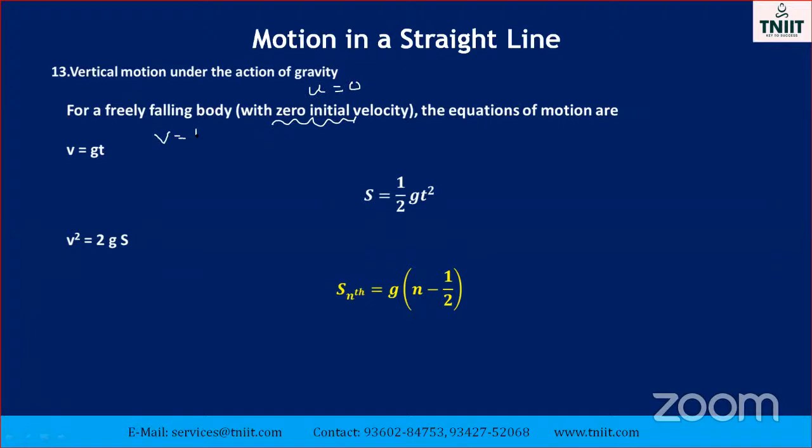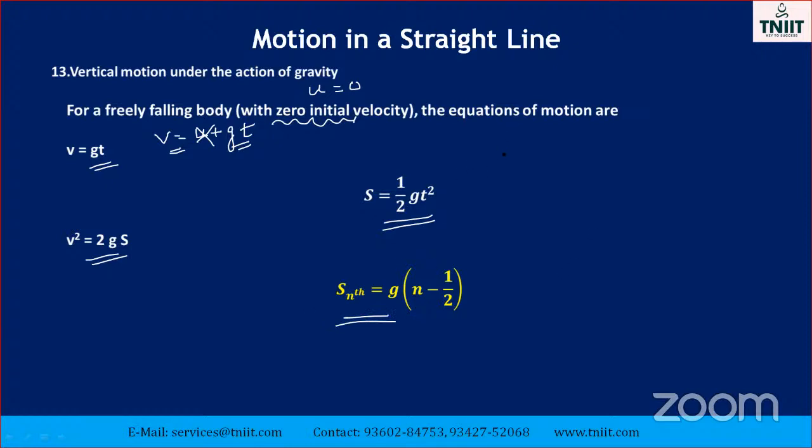So v is equal to what? u plus gt, right? Take u as 0. So v will be equal to gt. So v squared will be 2gs. s is equal to half gt squared. Distance traveled in the nth second will be g into (n minus 1 by 2).